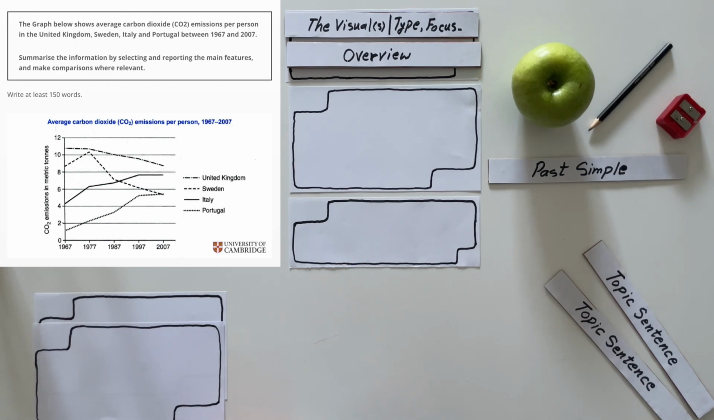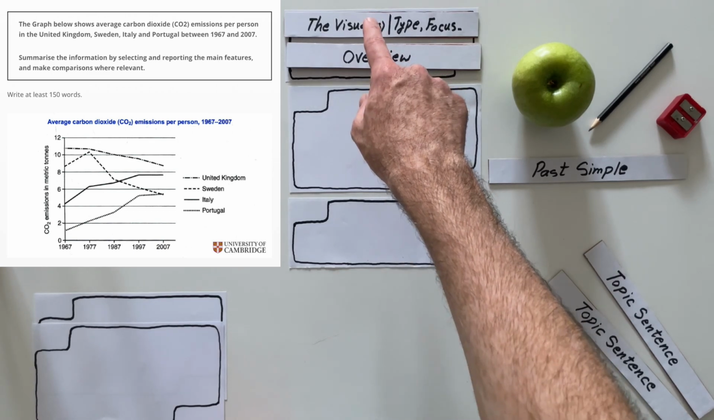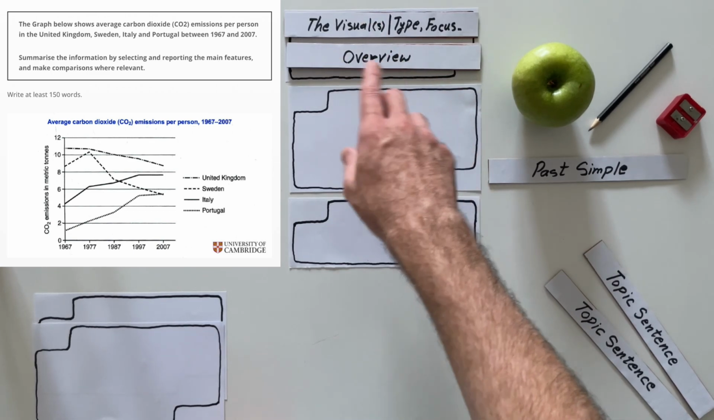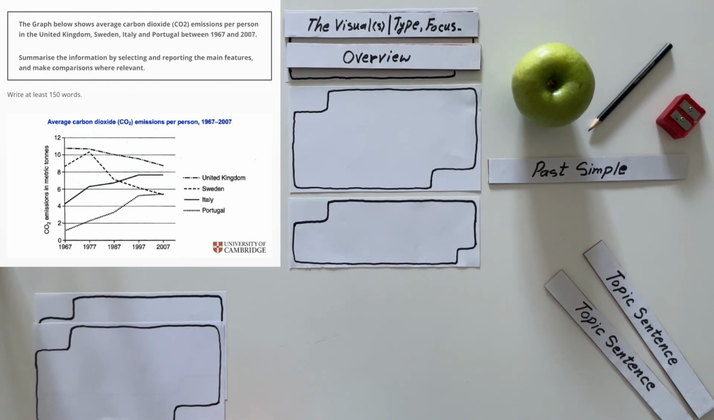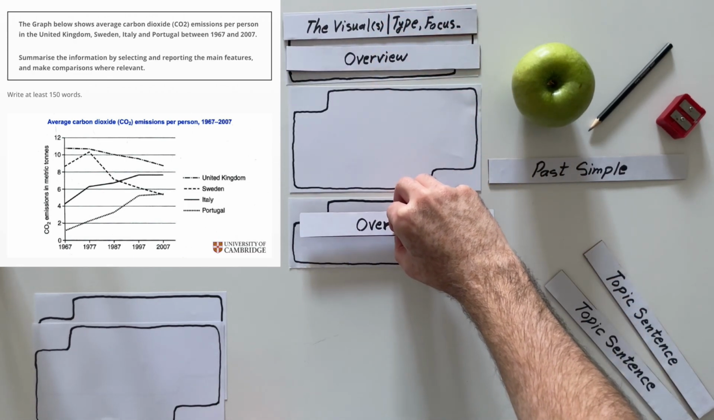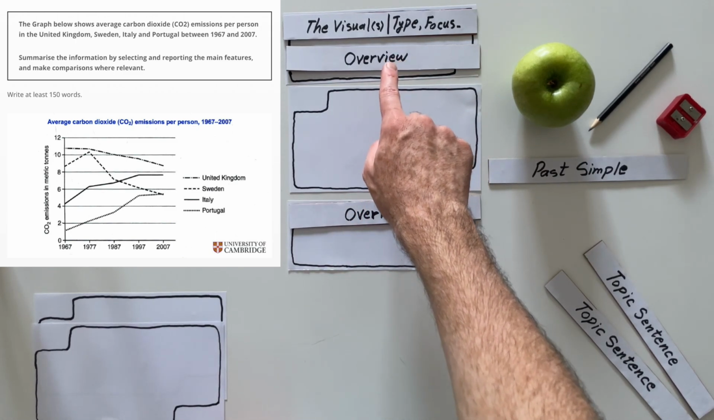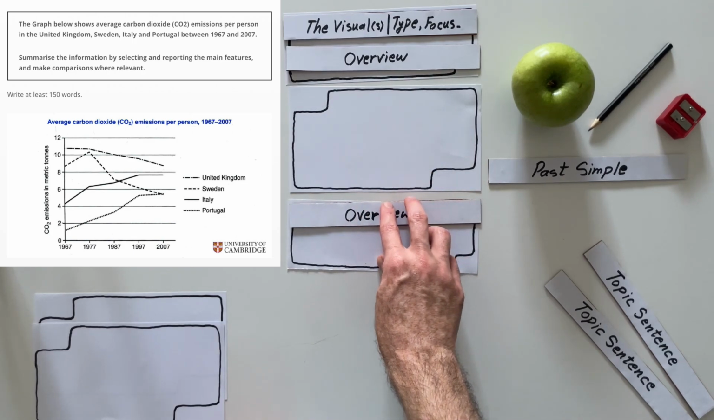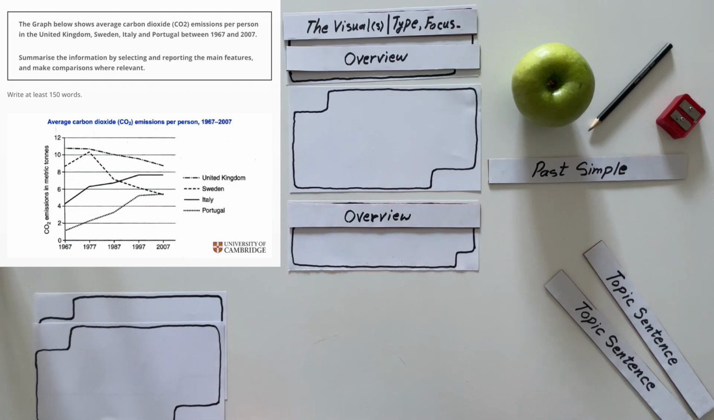For the overview, I would start by saying that the United Kingdom was the highest throughout, and I'm going to save that. And then I'm going to say Portugal was the least throughout. Every time I write one overview, I automatically think of another to write for my conclusion, my very last element. Okay, so far so good. What else?